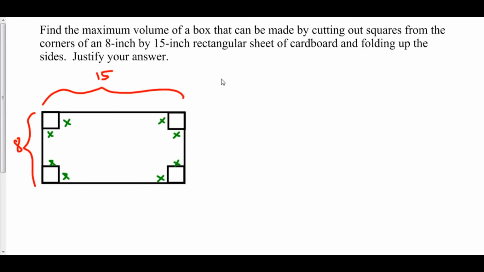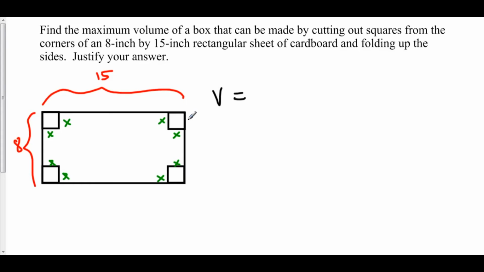Now, the volume is what we are trying to maximize here. We're trying to maximize the volume. So the first step here is we need to create a model for the volume of the resulting box. And of course, the volume of a box is length times the base times the height of the box.